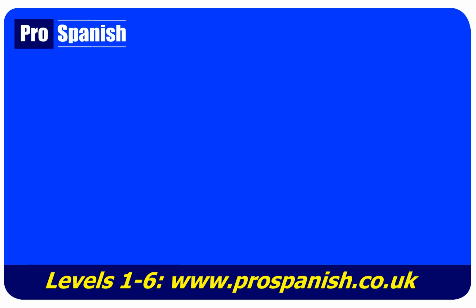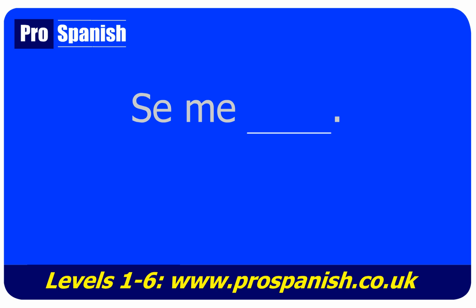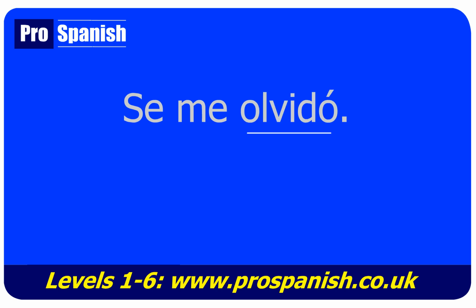Okay. There are quite a few other really useful expressions like this. And we're going to look now at how to use the same structure to say that I forgot it. So let's go back to our starting phrase, which was se me cayó, meaning I dropped it. And now we're going to learn how to say I forgot it. Like I left it behind somewhere. To say I forgot it, instead of cayó, we say olvidó. Se me olvidó. So I forgot it.